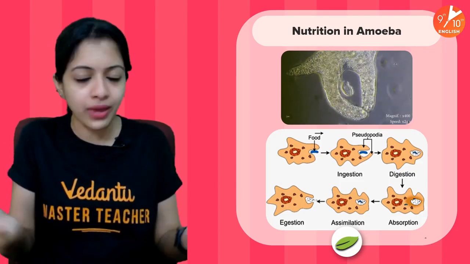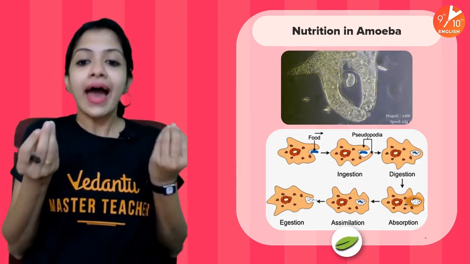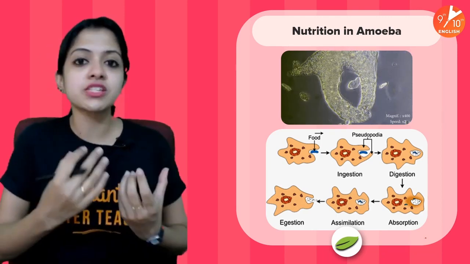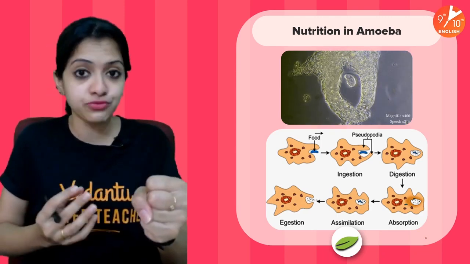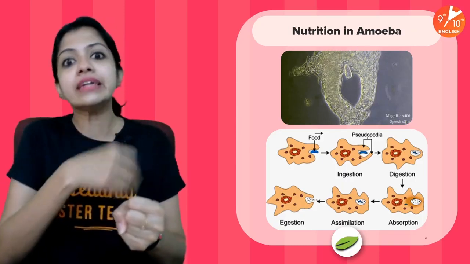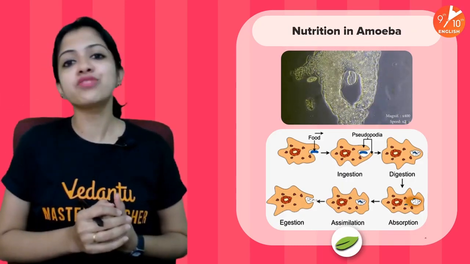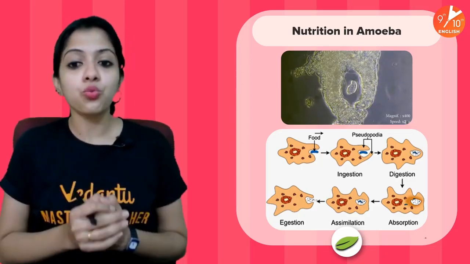We call it a eukaryote. It's a unicellular eukaryote. And as a result, it has the ability to fulfill its nutritional needs by capturing the food and digesting the food intracellularly, just like we do. We are also an example of holozoic nutrition. So what does amoeba do?